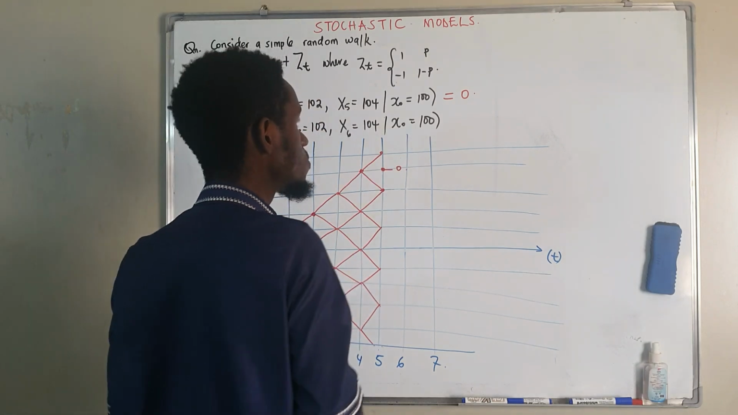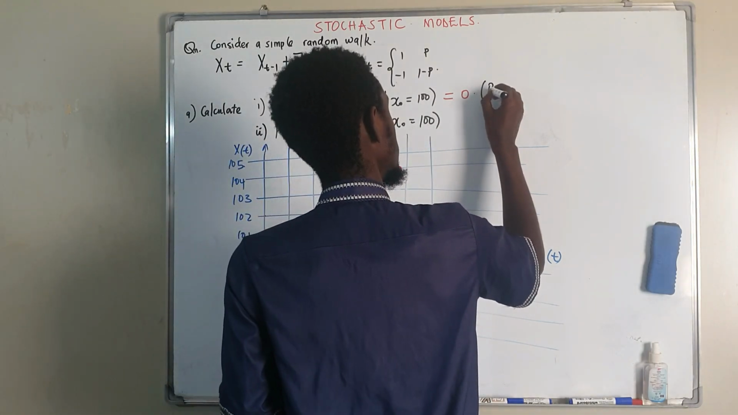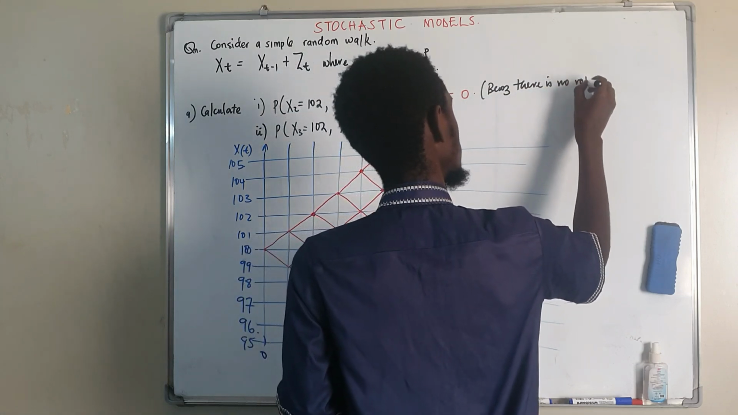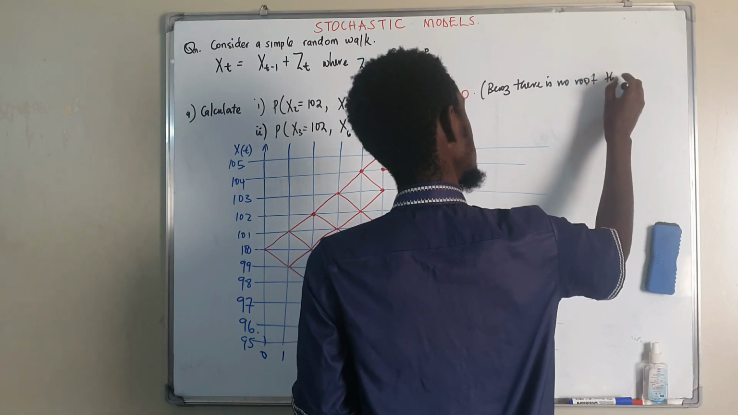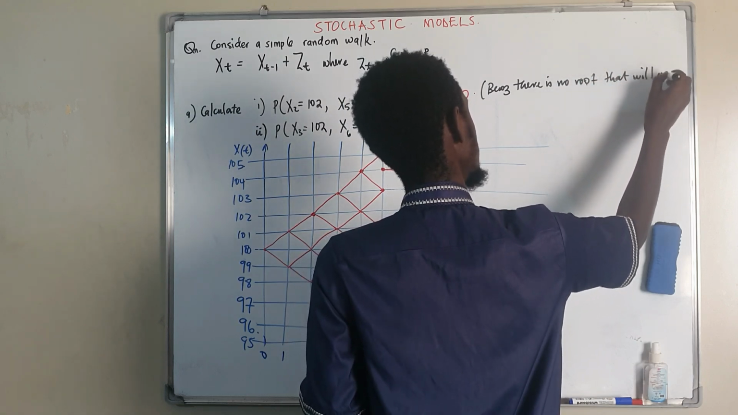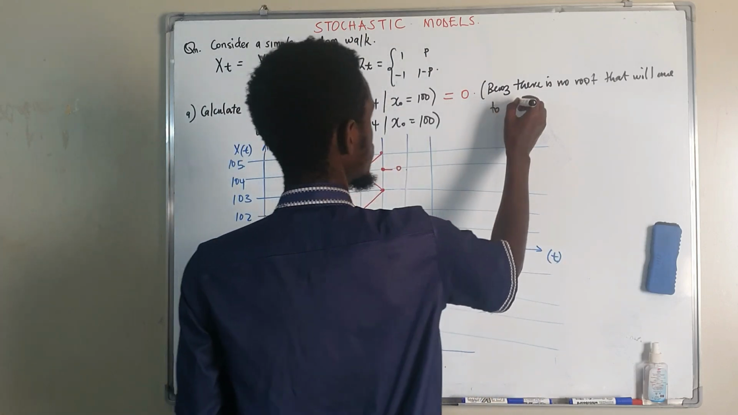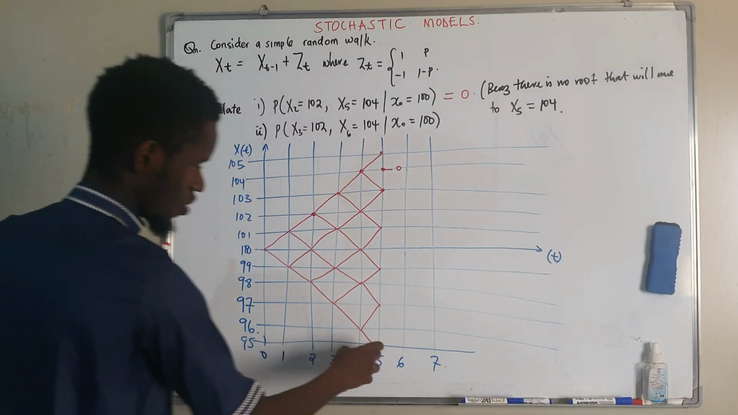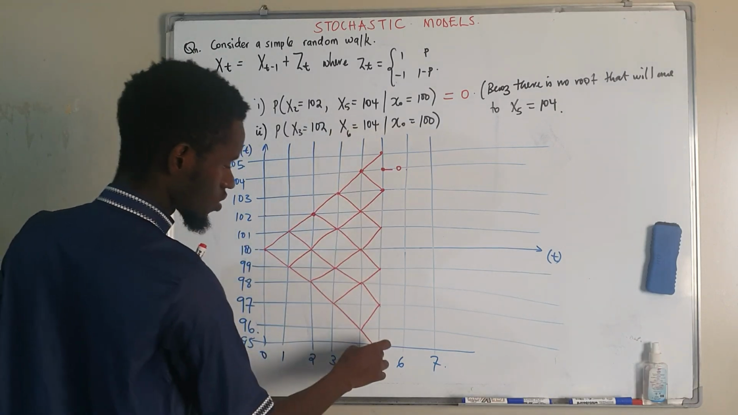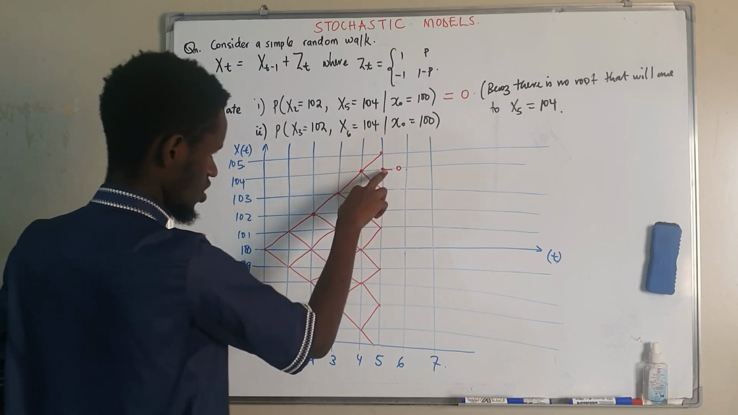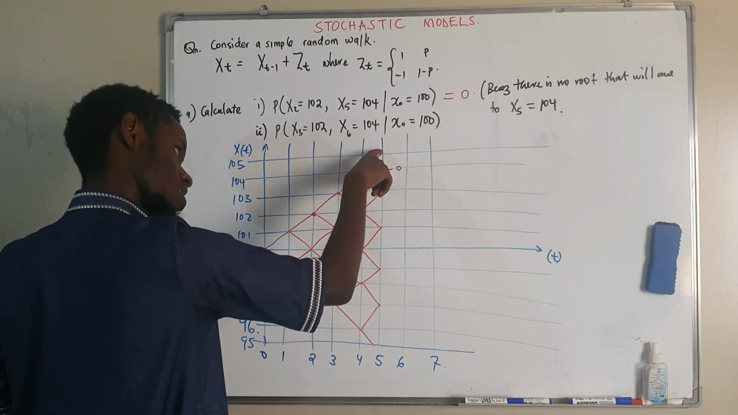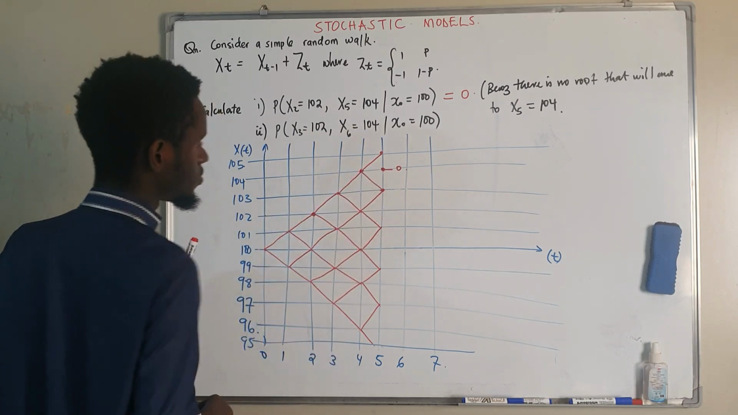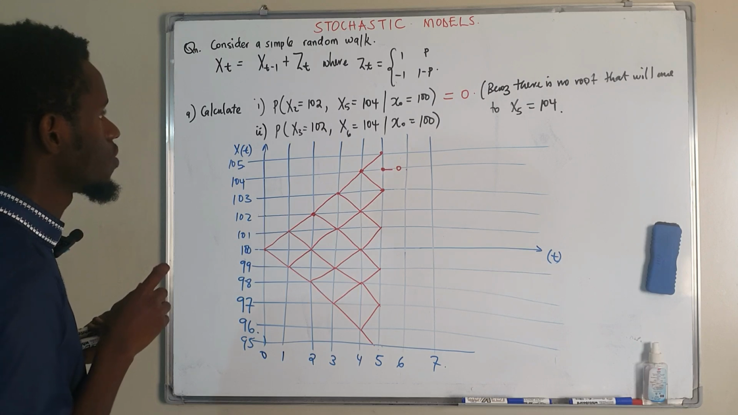I'm saying it is 0 because there is no route that will lead me to my x5 equal to 104. Because I'm seeing that 104 is along this. Sorry, x5 is along with this. This is my 5. This is my x5 now. Here is 104. And I'm seeing my 104 is not either here or here. Therefore, the probability of me reaching here is 0 because I have no route that will lead me to this 104.